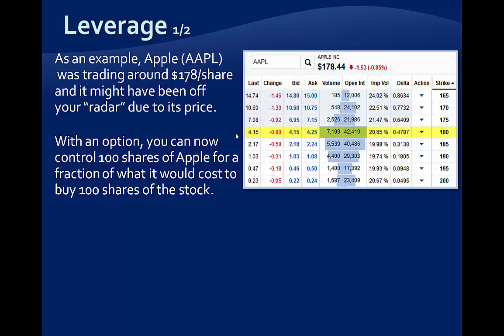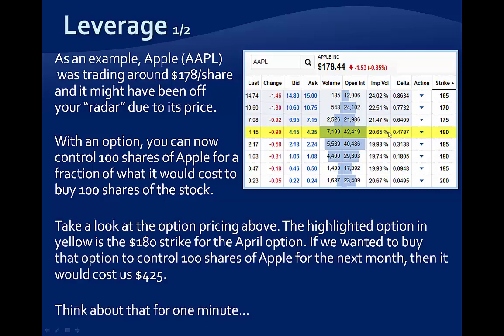With an option, you can now control 100 shares of Apple for a fraction of the cost. Take a look at these options. Here we have a 180 strike price. That means we get control of Apple at 180 per share. It's currently trading at 178.44. The highlighted option says we get control of it at 180 for the next month. If we wanted to buy that option, looking at the current value, 415 to 425, and I'll go through all of this with you, it would cost us $425 total.